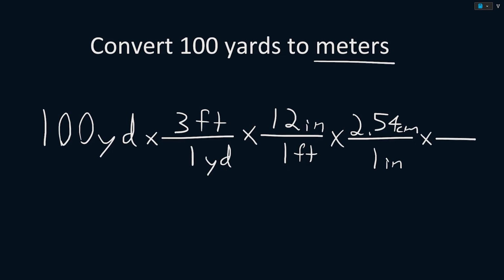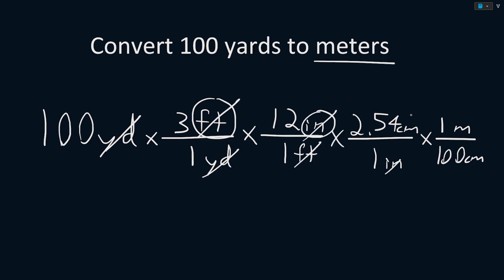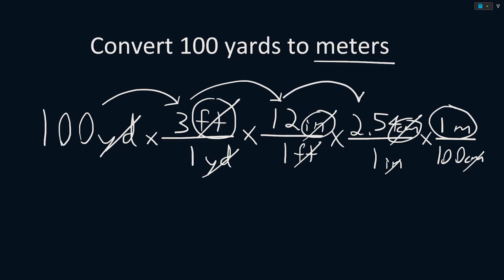Finally, we can convert centimeters to meters by multiplying by a conversion factor of 1 meter is equal to 100 centimeters. Multiplying through all of this, we see that the yards cancel and turn into feet, then the feet cancel and turn to inches, then the inches cancel and convert to centimeters, and then the centimeters cancel and give us our final answer in meters. Solving this equation, we first multiply 100 by 3, then by 12, then by 2.54, and then divide by 100. This works out that 100 yards is equivalent to 91.44 meters.